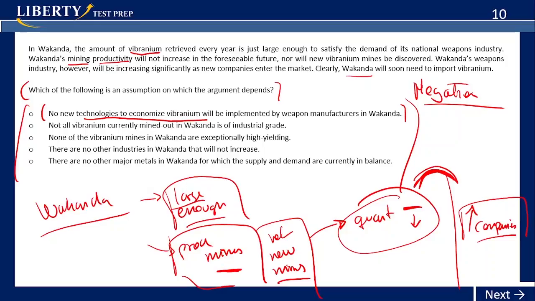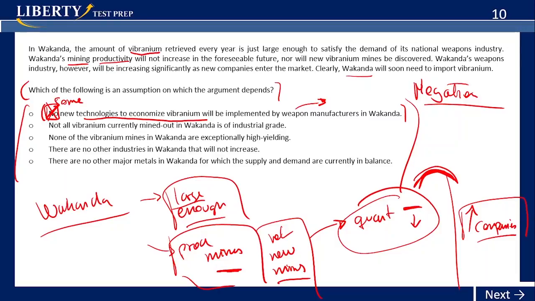So now, how do we test whether this one is the actual conclusion? We invert it. In the case of this one, we're going to invert it by changing the quantity word. No is an extreme word, so we're going to change it. And we're going to say some.